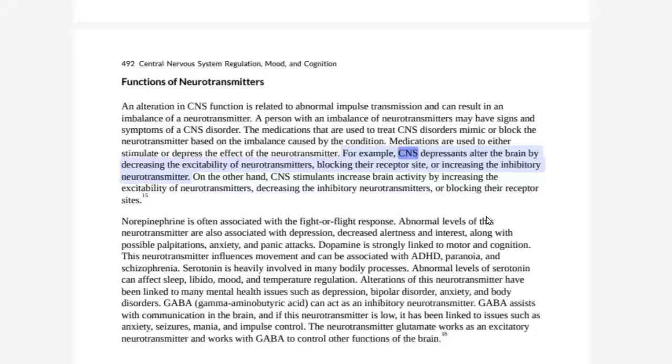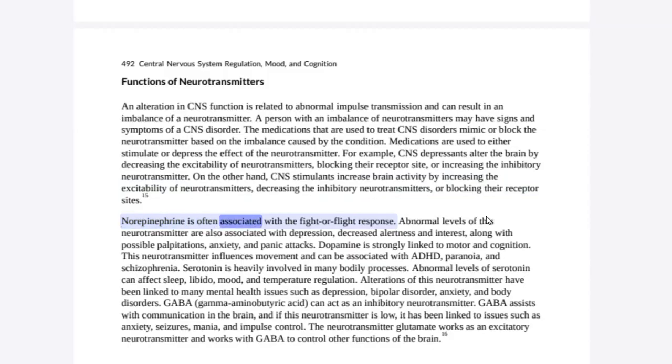For example, CNS depressants alter the brain by decreasing the excitability of neurotransmitters, blocking their receptor site, or increasing the inhibitory neurotransmitter. On the other hand, CNS stimulants increase brain activity by increasing the excitability of neurotransmitters, decreasing the inhibitory neurotransmitters, or blocking their receptor sites.